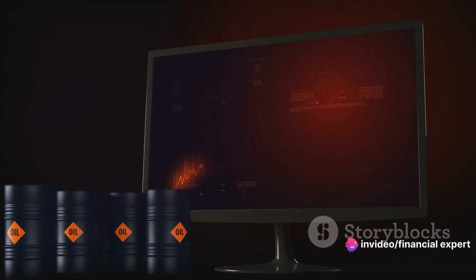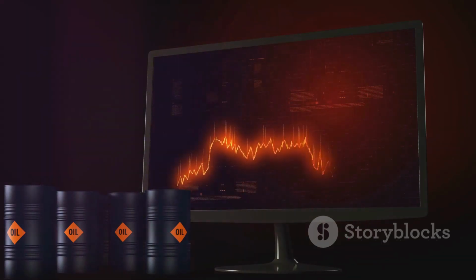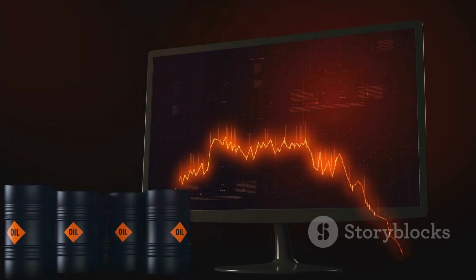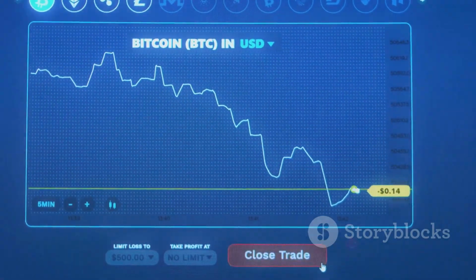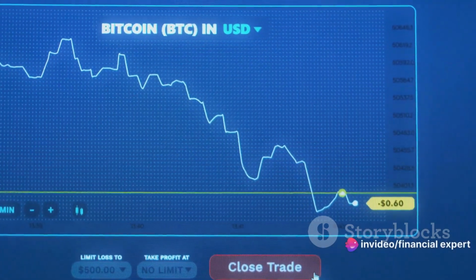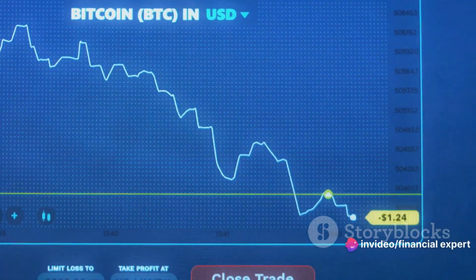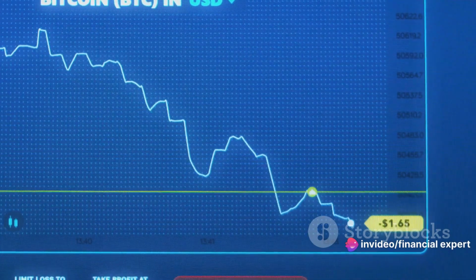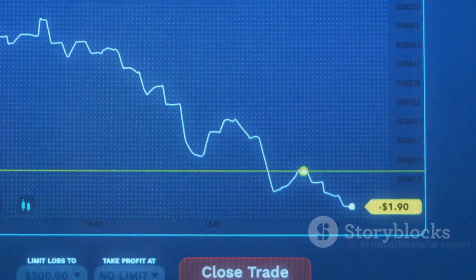Next, we focused on the importance of price trends. Remember, the trend is your friend. Whether it's an uptrend, downtrend, or sideways trend, understanding the direction of the market is crucial. By identifying these trends, we can anticipate potential future price movements, helping us make informed trading decisions.